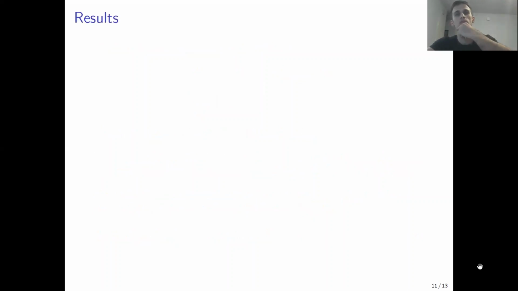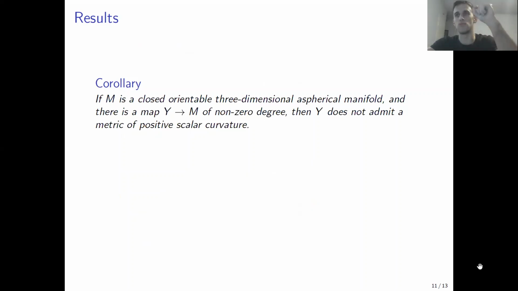So here are some results. Before getting to that, what happens if you just take your aspherical manifold to be three-dimensional, just like your Y? So suppose M is a closed, orientable, three-dimensional aspherical manifold, and Y is again closed and orientable and admits a map of non-zero degree onto this aspherical manifold. Then you can see that Y does not admit a metric of positive scalar curvature. Because being of non-zero degree means the map on H3 is non-zero, but as we just saw, any map from a positive scalar curvature 3-manifold to an aspherical manifold has to be 0 on the level of H3. So you get a contradiction.